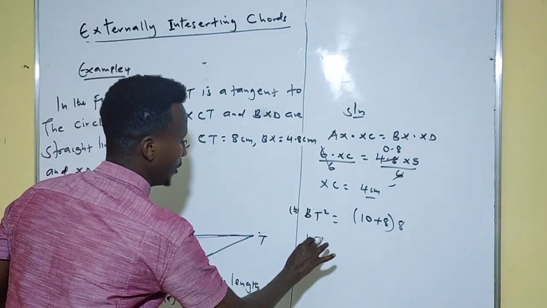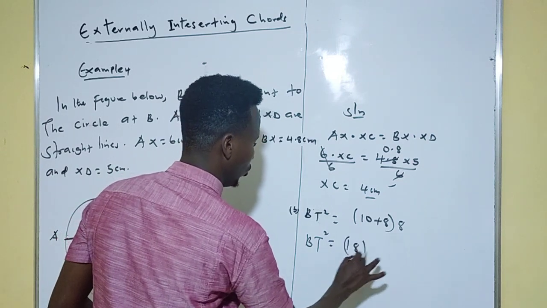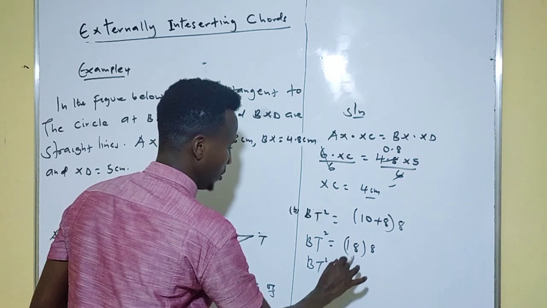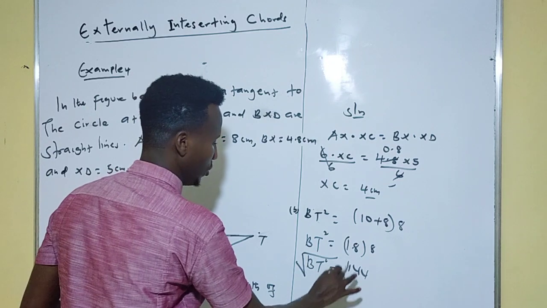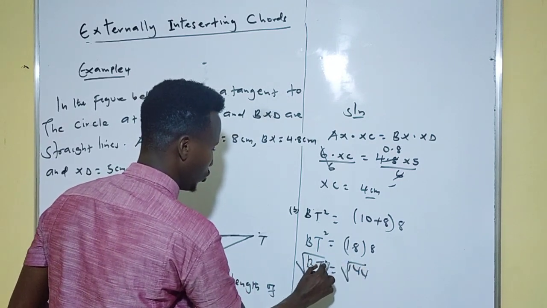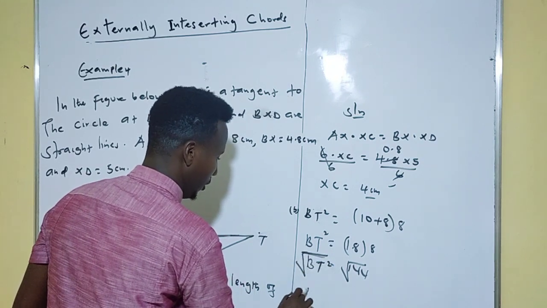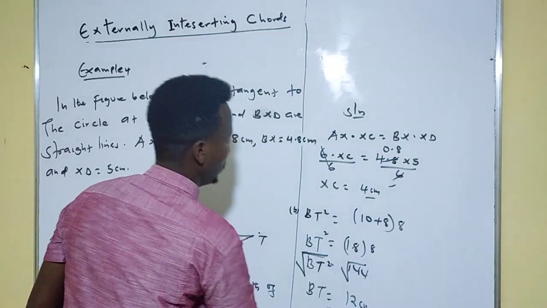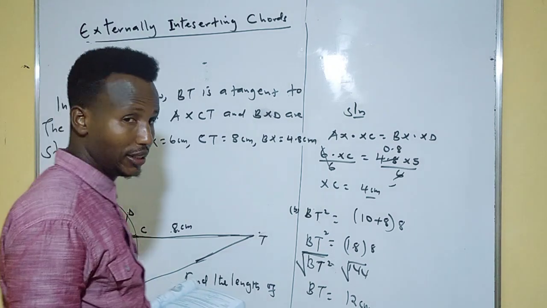So BT squared is equal to 18 into 8, which is 144. You introduce a square root to eliminate this square. Then BT therefore is equal to 12, because this magnitude you cannot take negative. And that is the end, guys.